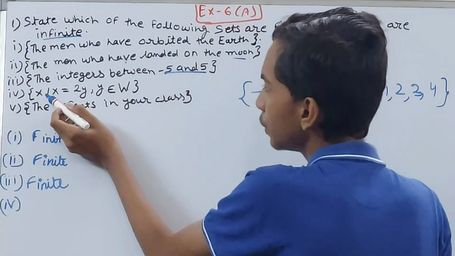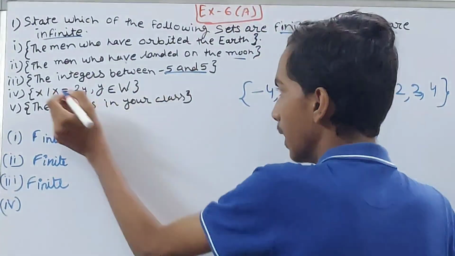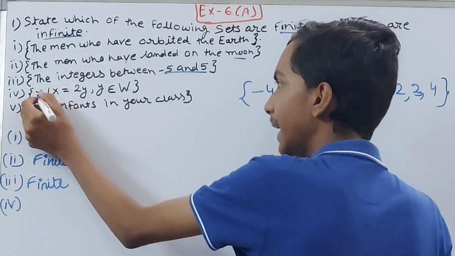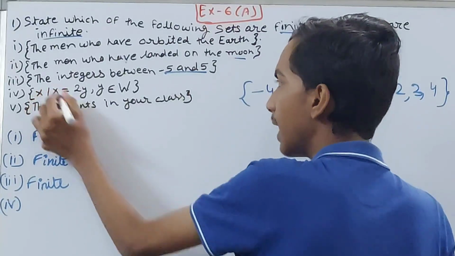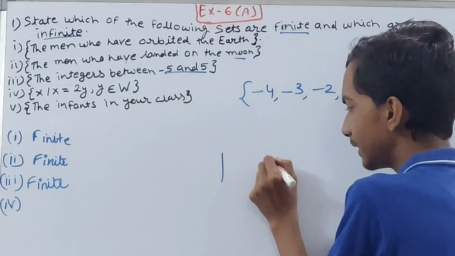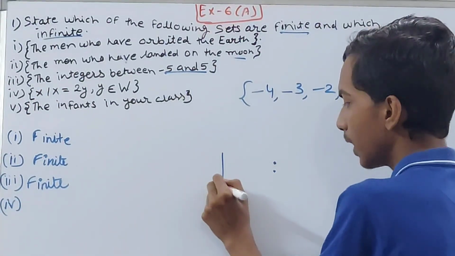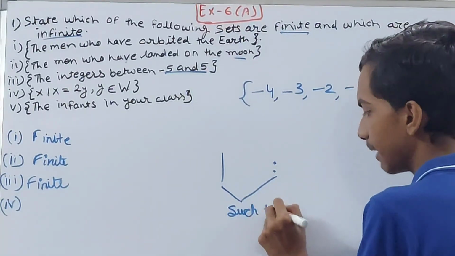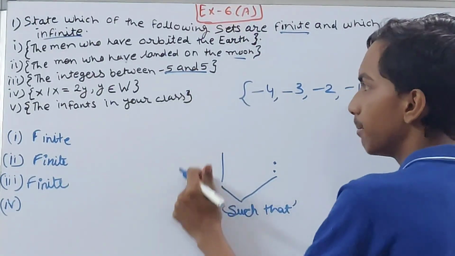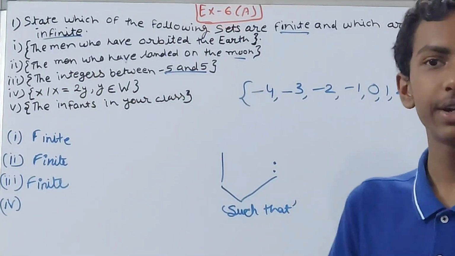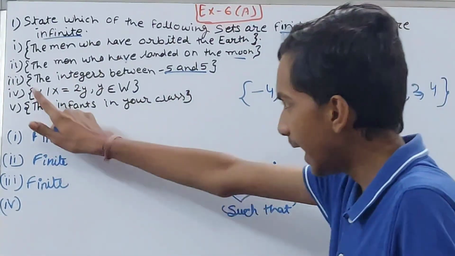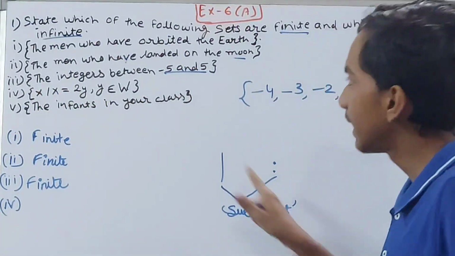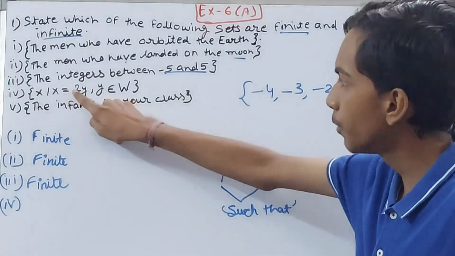So here also this is in the set builder form. You read it like this, X, and you can see there is a bar here. Some places you will also find a colon. Both of them are read as "such that". Keep this in mind: wherever you find the bar or the colon, you will read it as "such that". So X is such that X equals 2y.